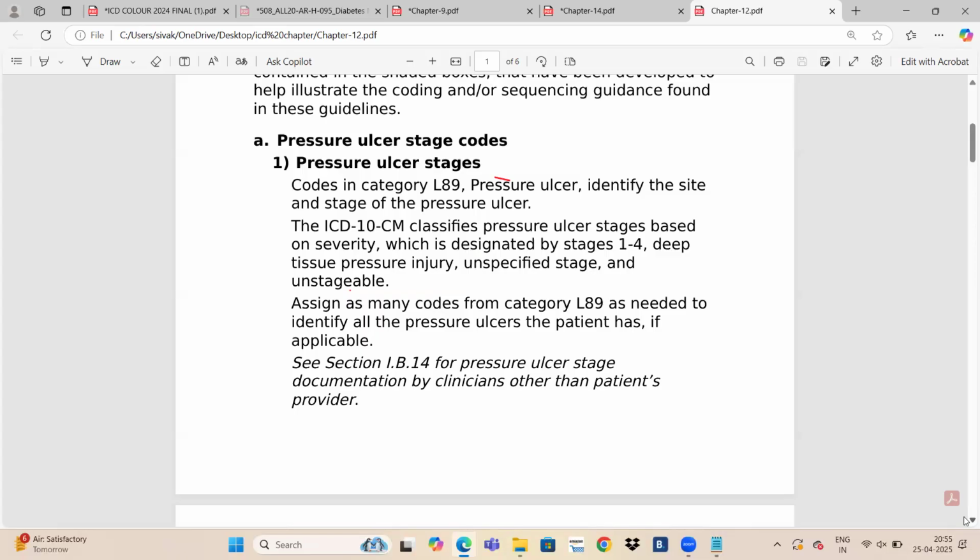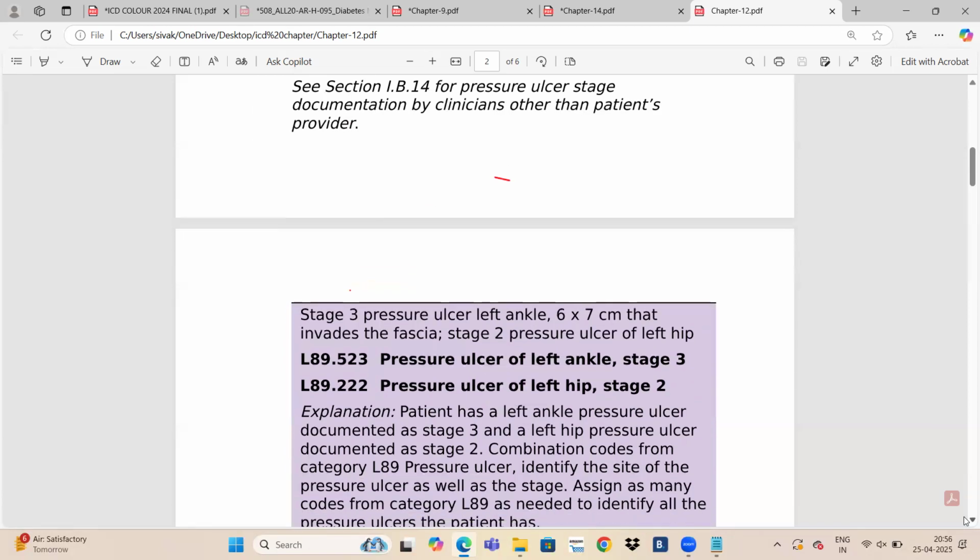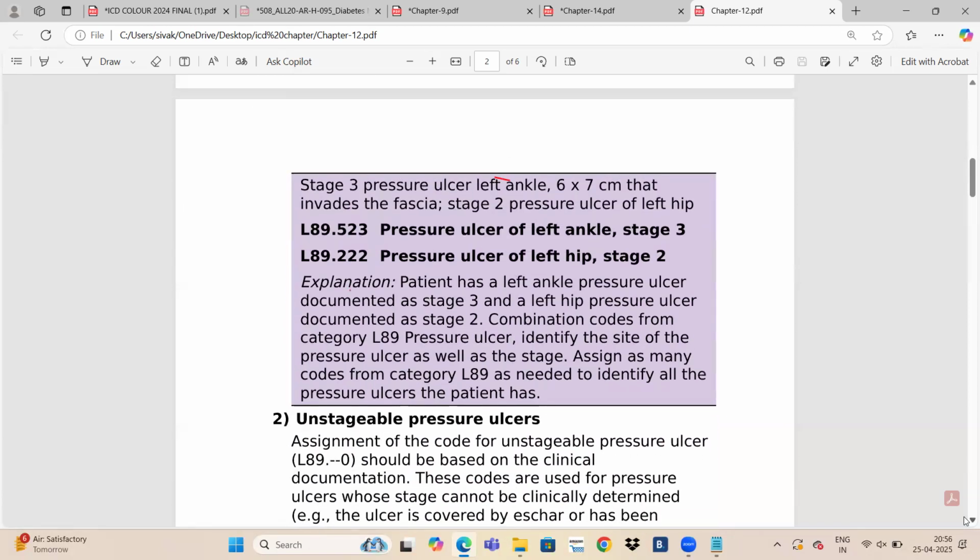What is the other name for pressure ulcers? Decubitus ulcer. Decubitus ulcers are also considered pressure ulcers. So while coding multiple pressure ulcers documented, you need to code the higher stage of pressure ulcer first, then the lesser stages.